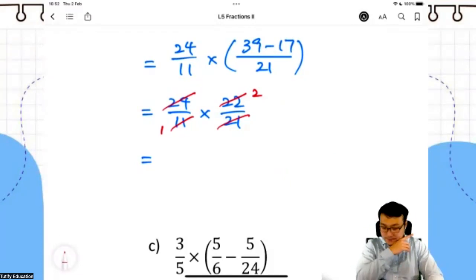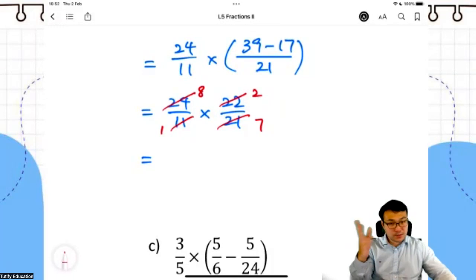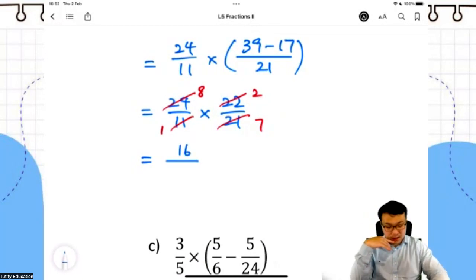24 divided by 3 is 8. Good. 21 divided by 3? 7. Well done. Can you simplify anything anymore? No. Okay, you cannot divide anything anymore. So what are you left with on the top? 8 times 2, 16. What about the bottom? 7. Yes, okay, well done. Change it into a mixed number.